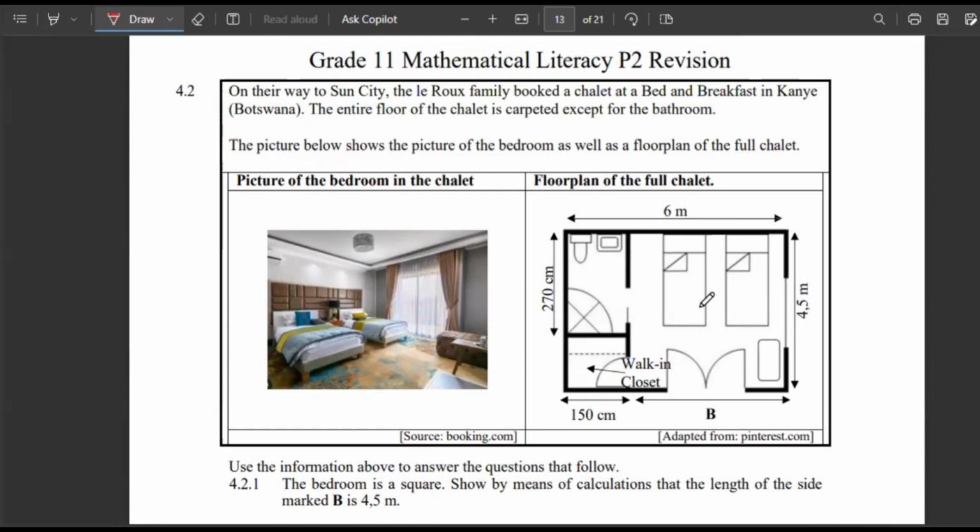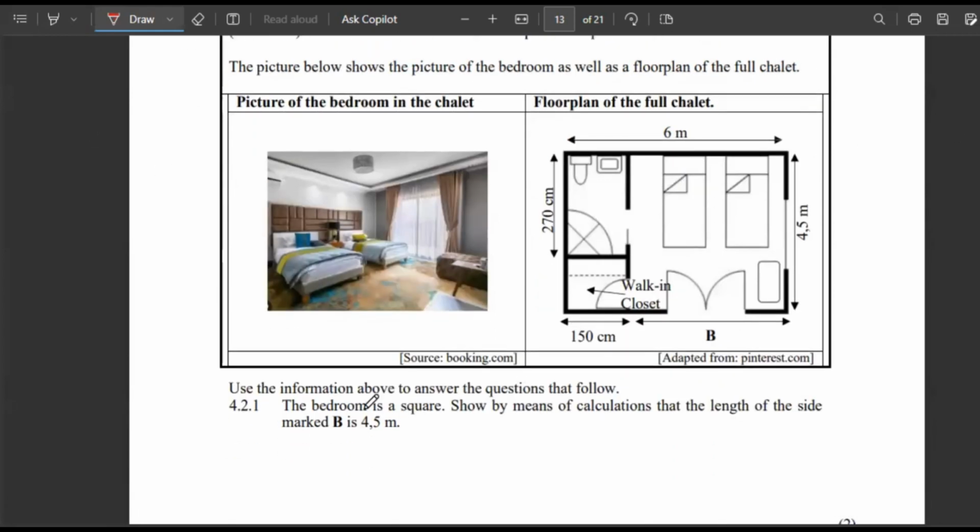On their way to Sun City, the family booked a bed and breakfast in Kanye, which is in Botswana. The entire floor of the chalet is carpeted. You can read through that. Then here we go, we say, use the information above to answer the questions that follow.